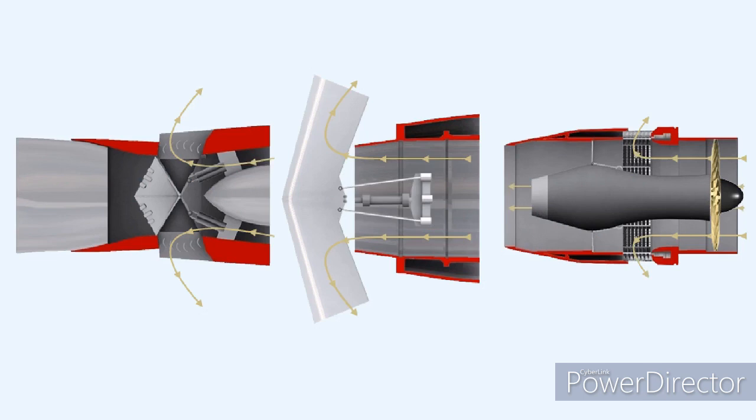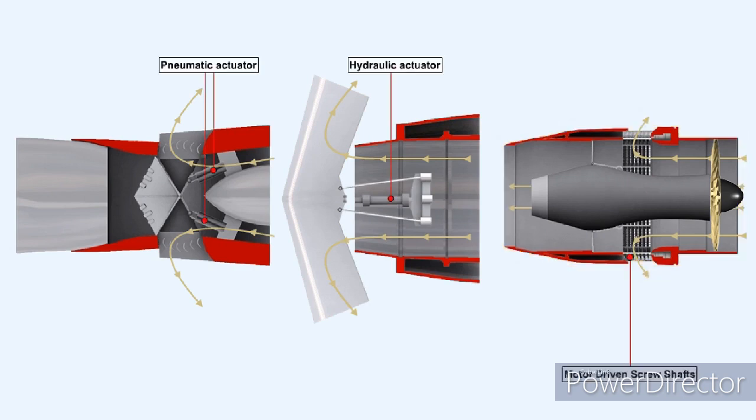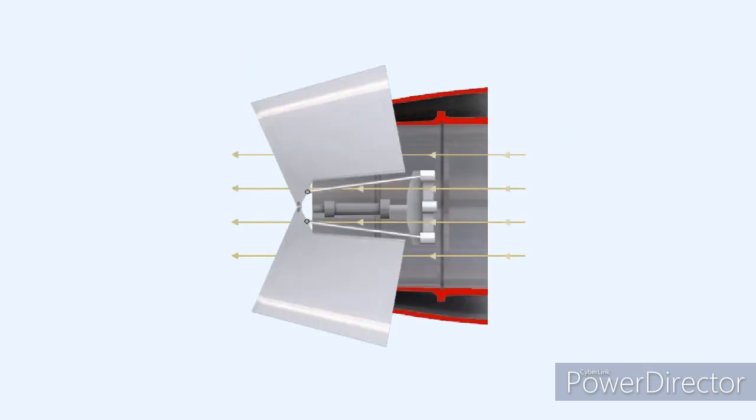There are three basic thrust reversal systems presently in use. They are clamshell doors, bucket doors, external doors, blocker doors. All of these types of thrust reversal system are typically operated by hydraulic or pneumatic actuators or motors driving screw shafts. The reversing systems reverse the direction of the gas flow, thereby reversing the thrust.